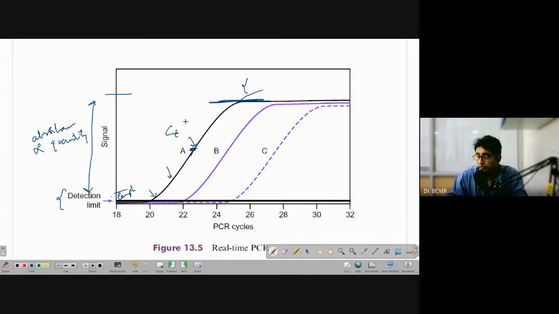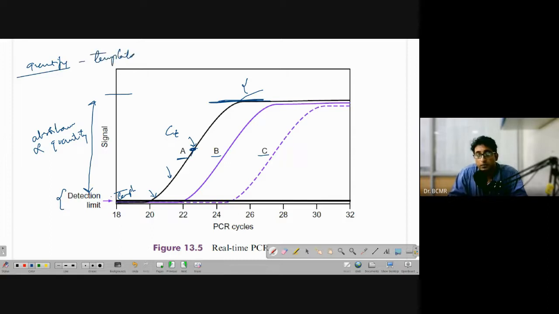I have circulated some YouTube videos on real-time PCR. I hope you have gone through them. If not, please go through them again. In this case, A, B, C are three different samples. It is the same sequence that we are trying to figure out. We are trying to quantify how much of the template is present.